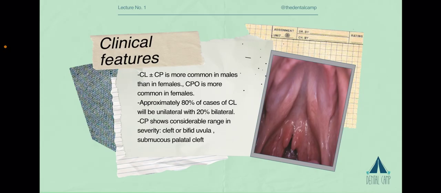Clinical features: it is the most common major congenital defect in humans. Cleft lip with cleft palate is more common in males than in females. Approximately 18% of the cases of cleft lip will be unilateral, 20% will be bilateral. Cleft palate shows considerable range of severity, down to cleft or bifid uvula. The prevalence of cleft uvula is much higher than cleft palate. In submucous palatal cleft, the surface mucosa is intact, but a defect exists in the underlying musculature of the soft palate.